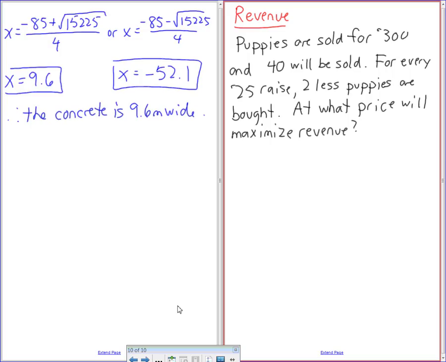Molly, please. What is the keyword in this question that tells you what to do? Maximize. Okay, what does maximize mean, please? Complete the square. So we will be ultimately completing the square. But this question is more difficult than our first one because you've got to make the equation yourself.